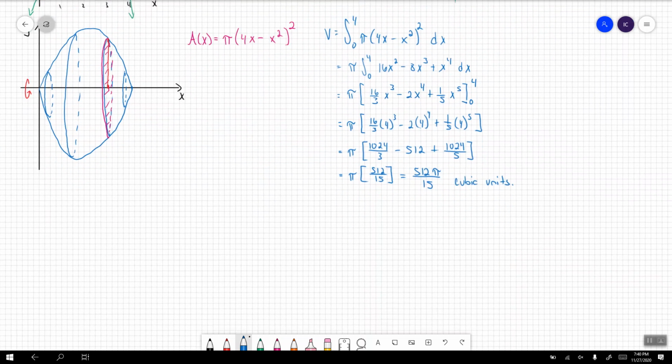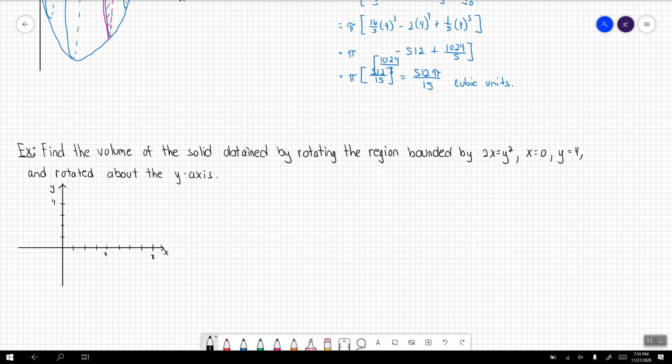So let's try a different problem now. Let V be the volume obtained by rotating the region that's bounded by 2x is equal to y squared, x is equal to 0, y is equal to 0, and rotated about the y-axis. So again, the first thing that we're going to do is we're going to graph the functions that we're given.